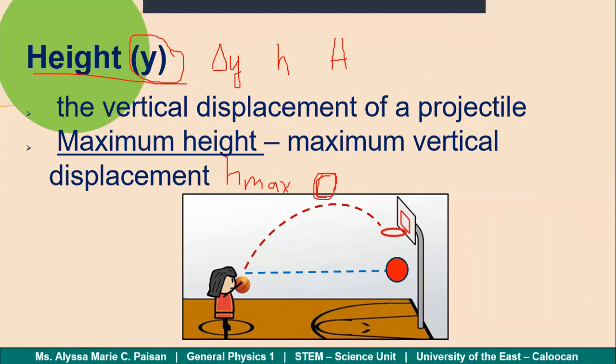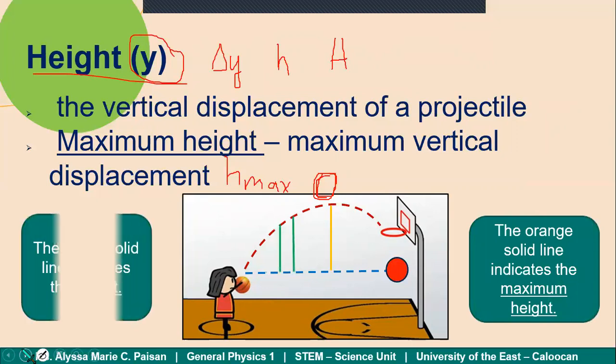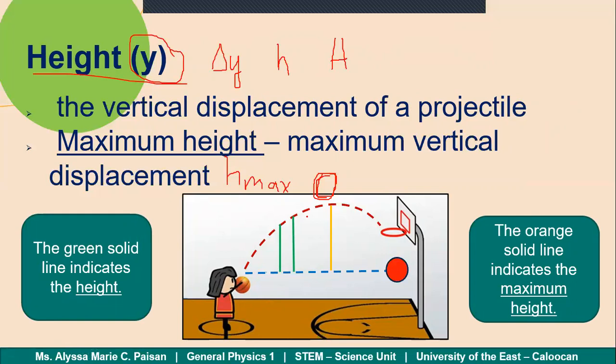And then the vertical displacement, ito isulat natin. Ayan. The orange is the maximum height, while the green ones are the height, simple height. So kapag nandito naman yung bola mo, ayan, tapos gusto mong malaman yung height, hindi siya maximum height, of course. Okay? So kapag nakita mo sa problem yung height, that's the vertical displacement, delta y, pareho lang siya ng ibig sabihin pag sinabi sa problem na vertical displacement. They are synonymous to each other.